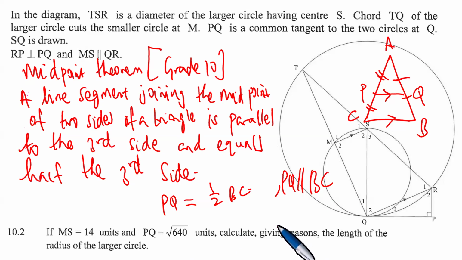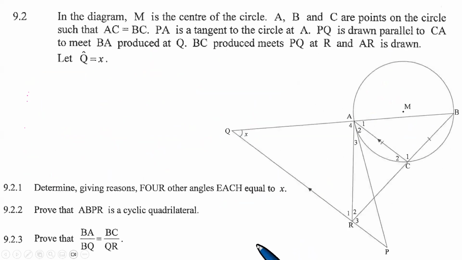As learned in grade 10, a line segment joining the midpoint of two sides of a triangle is parallel to the third side and equals half the third side. Any question about the midpoint theorem? No, sir. Okay, good. It was used here. Now I want us to move on and practice more.